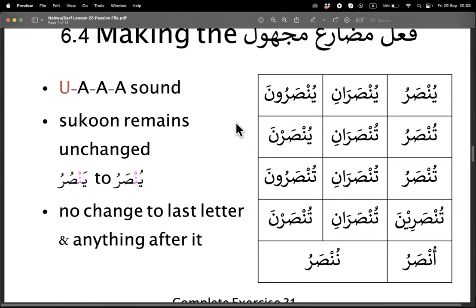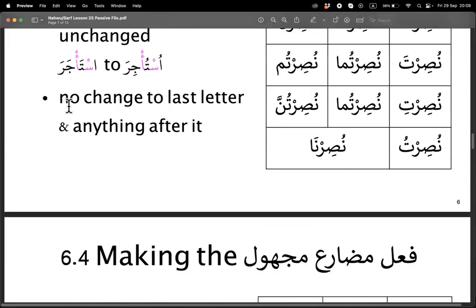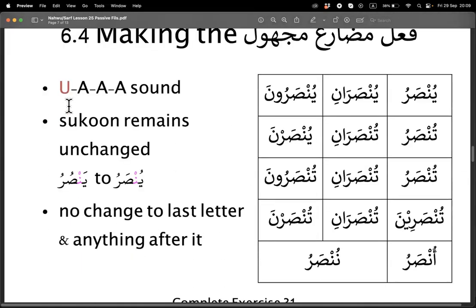But if you have a longer word, so for example, let's take the same word here. Istajaro, the mudhari will be yastajiru. Okay, so you have three, right? Yastaji becomes yustajaro. Okay, UAA. If the word is long, then only one U, the first one U, the rest all is fathah. So Madi Majhool, many U, one last kasrah, and then Mudari Majhool, one U, everything else is fathah.